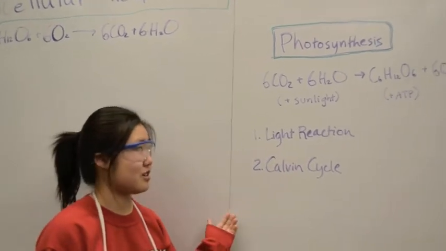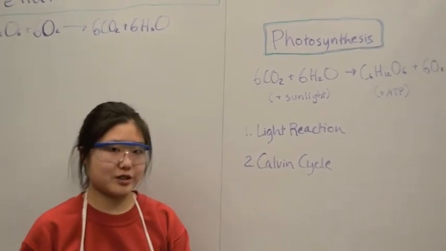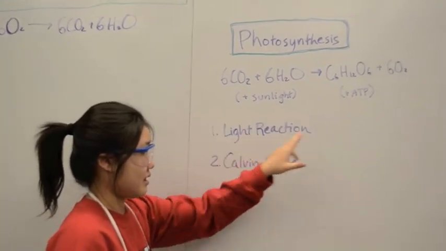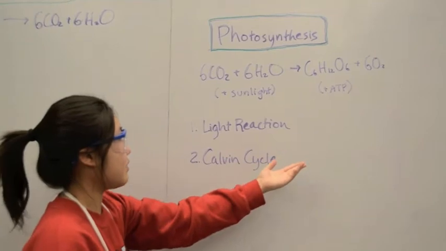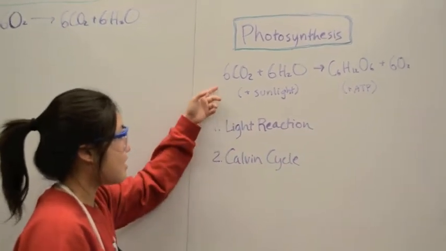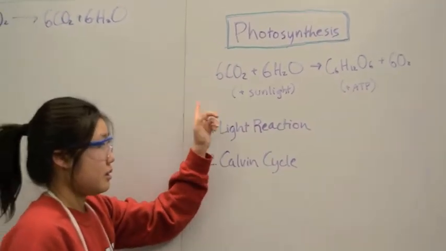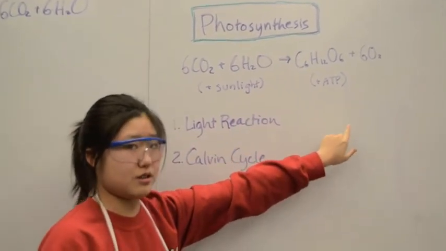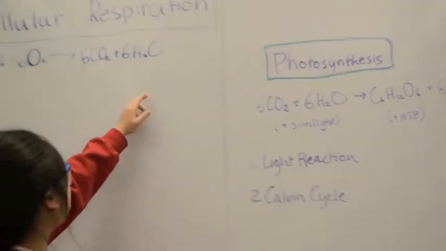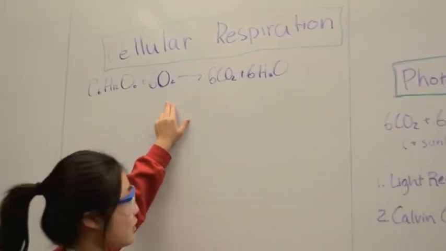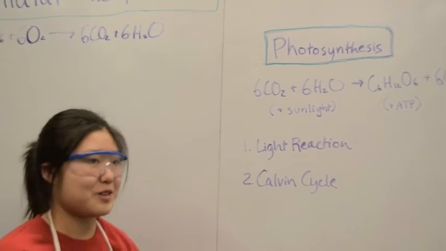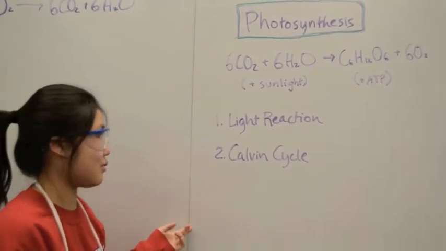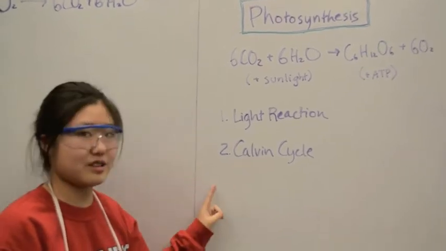Photosynthesis is the process used by plants and algae to create energy. So it takes sunlight and makes it into chemical energy, like ATP. So the equation is 6CO2 plus 6H2O produces C6H12O6 plus 6O2. This is actually pretty much the opposite of cellular respiration in the equation, so that's really good to know. And there are two parts to photosynthesis, which is the light reaction and the Calvin cycle.